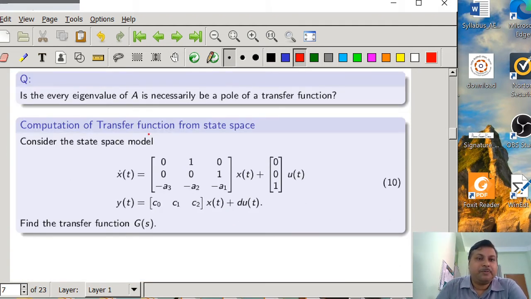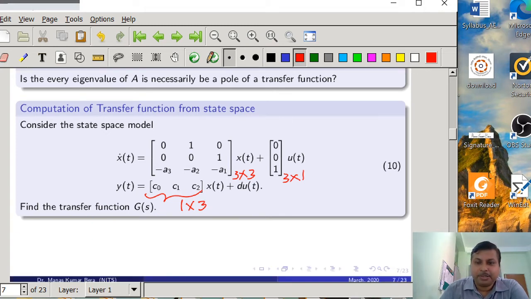For the computation of the transfer function from a state space, suppose one example is taken, which is a third order system. The dimension of the A matrix is 3 by 3, and it is also a SISO system because the B matrix is 3 by 1 and the C matrix is 1 by 3. So the transfer function you calculate will be a scalar, of dimension 1 by 1.